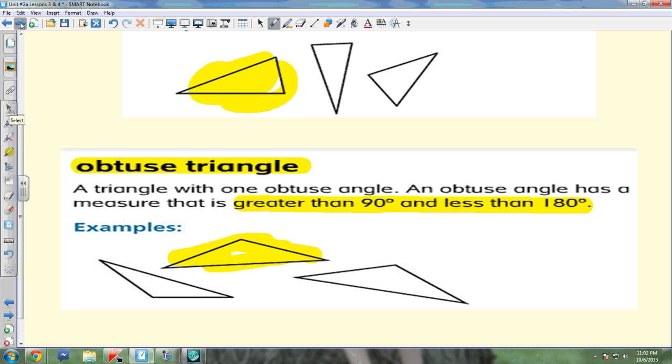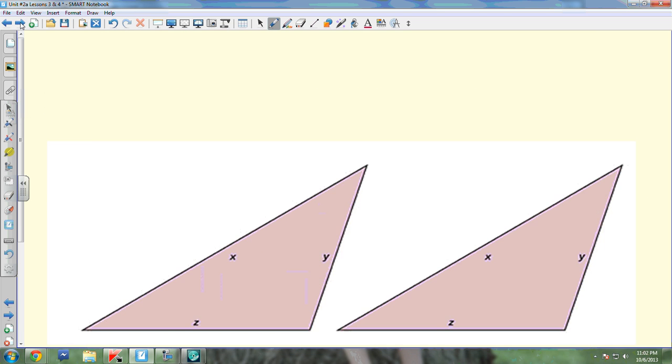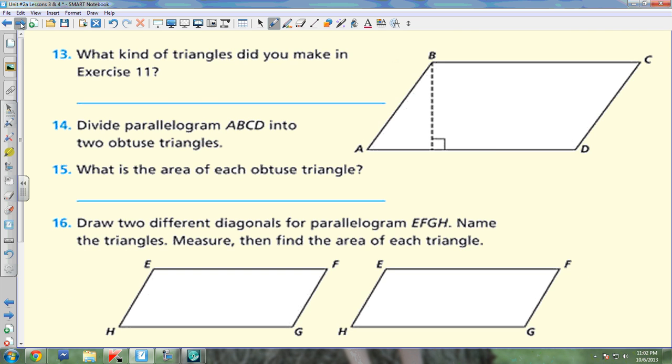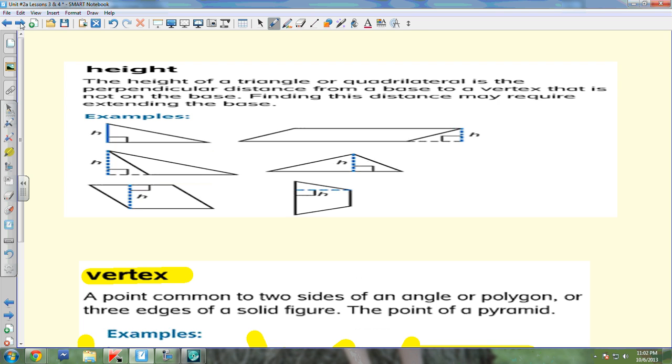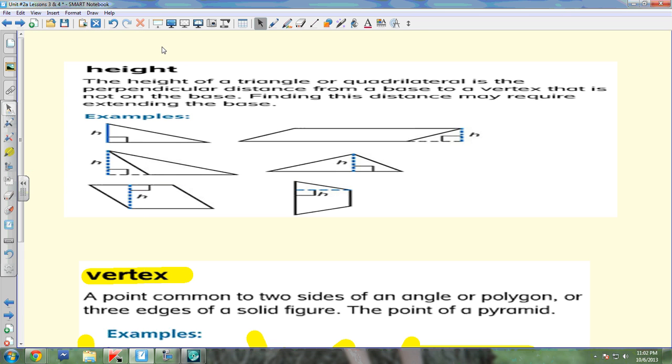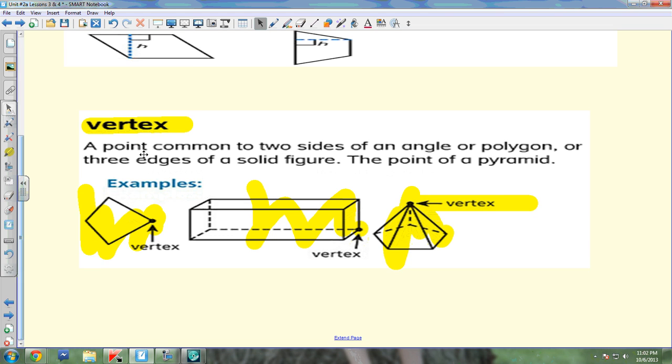And then there's a couple more definitions here. Let me just jump to them right away. Vertex is what I'm looking for. Right here. Oops, sorry about that. Let me get back out of that. Definition for vertex: a point common to 2 sides of an angle or polygon, or 3 edges of a solid figure, the point of a pyramid. So go ahead and write down vertex, and then these 3 examples here, draw them the best you can, and then label that vertex. There's a vertex and a vertex on that pyramid there as well.